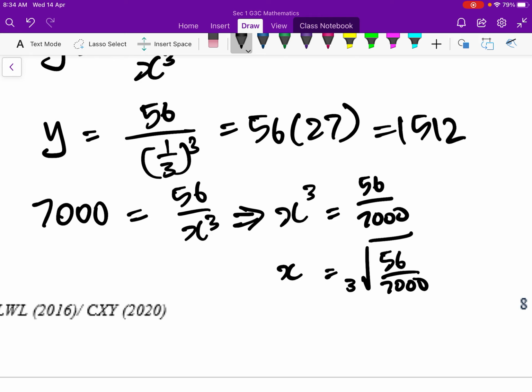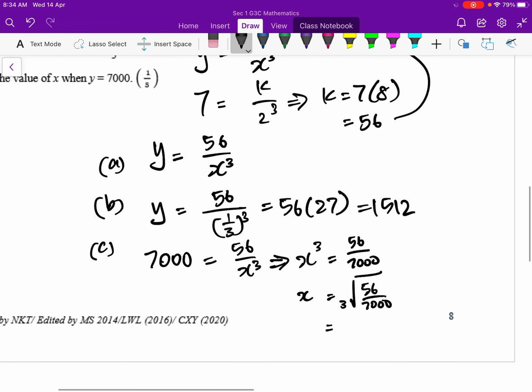There's no need to put a plus minus because we are doing a cube root. The plus minus comes only when you're doing a square root or a fourth root, sixth root, eighth root, and so on and so forth. Only even roots we put plus minus. For odd roots, you don't need to put plus minus because the sign will remain the same.